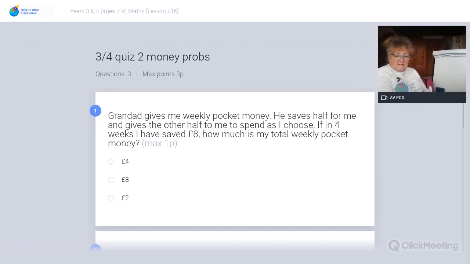So question 1, let's have a look what it's asking us. Granddad gives me weekly pocket money. He saves half for me and gives the other half to me to spend as I choose. If in 4 weeks I have saved £8, how much is my total weekly pocket money? So he gives me half and he saves half. If I've saved £8 in 4 weeks, how much do I get each week?